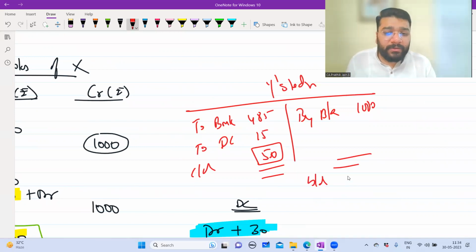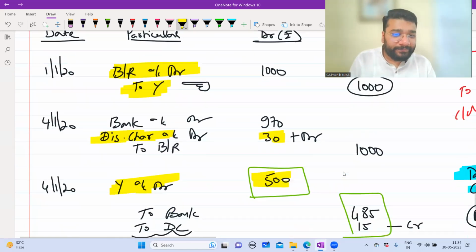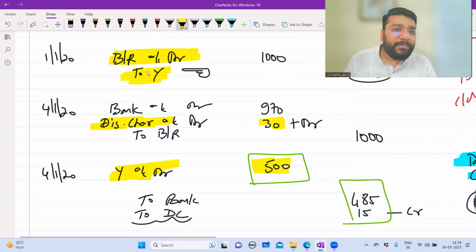Brought down is how much? 500, which means what? Sir, you were supposed to initially pay 1000 rupees. Of that, 500 rupees you settled in these two forms. Balance pending is 500. So Y's liability is how much now? 500. Now tell me if you have any problem here. Online people, please tell me if you have any problem here. No, sir.